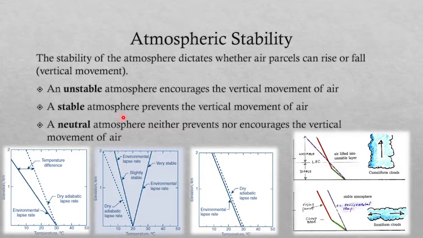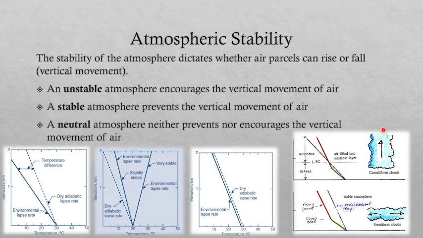Now, the final type is a neutral atmosphere which neither prevents nor encourages the vertical movement of air. This happens when the environmental lapse rate is almost identical to the dry adiabatic lapse rate. That means that parcels of air or parcels of pollution stay where they are produced. If we have a stack that is 50 meters tall and it is producing stack gas with pollution, the pollution stays at 50 meters in elevation. Those are the implications of a neutral atmosphere.